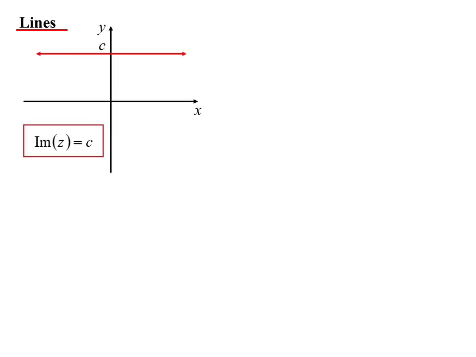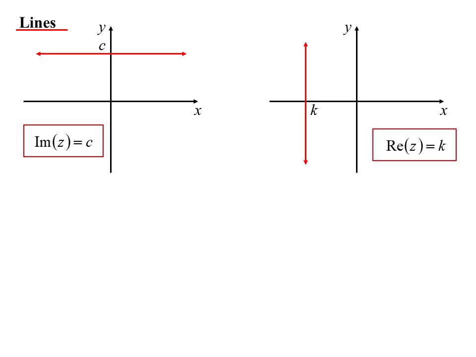Okay, lines. We talked about horizontal lines. Everything on that line would have the same imaginary value. And we talked about vertical lines. Everyone on that one would have the same real value.